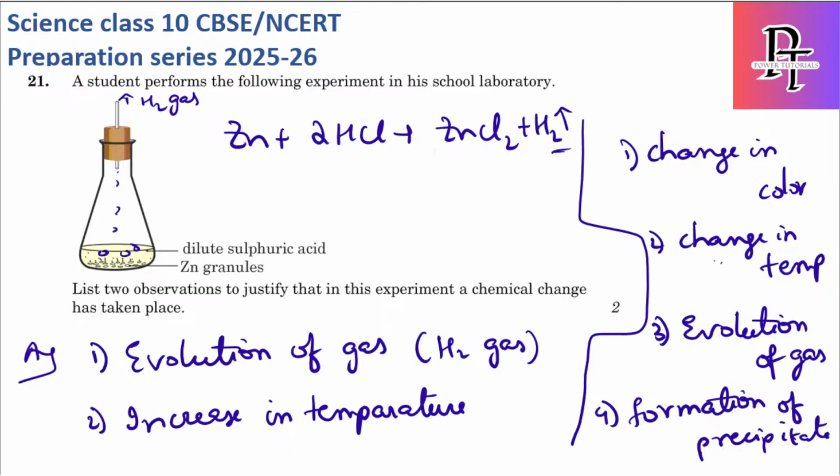Okay, so in this reaction what is happening? Heat is getting increased, I mean there is an increase in temperature, and there is an evolution of gas. So both things are happening. This way we can confirm that it is a chemical reaction.